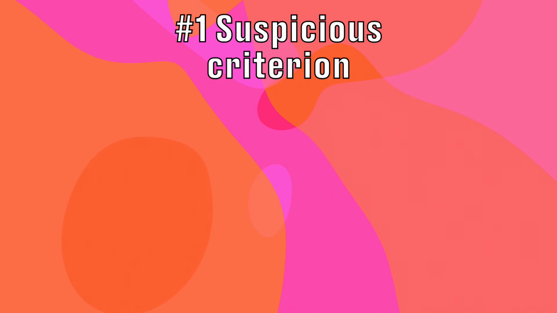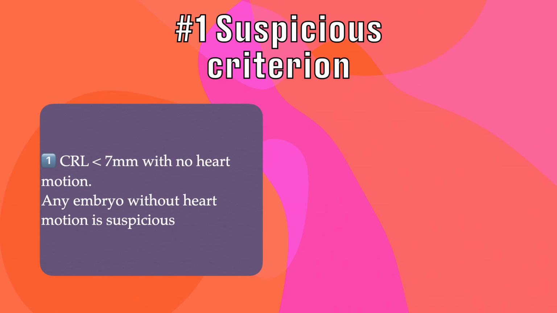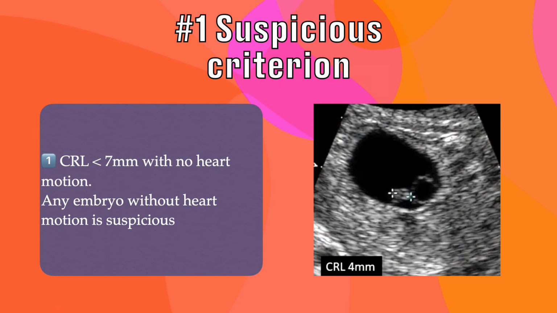Next, I will discuss suspicious criteria for intrauterine pregnancy failure. The first suspicious criterion is a crown rump length less than 7 millimeters with no heart motion. Ideally, one should never see an embryo without heart motion because the heart motion starts early, even before you can see the embryo definitively. If you see an embryo without heart motion, that is suspicious for pregnancy failure. As you can see on this image, the crown rump length is 4 millimeters. However, there are no visible cardiac pulsations. In short, any embryo without heart motion is suspicious.